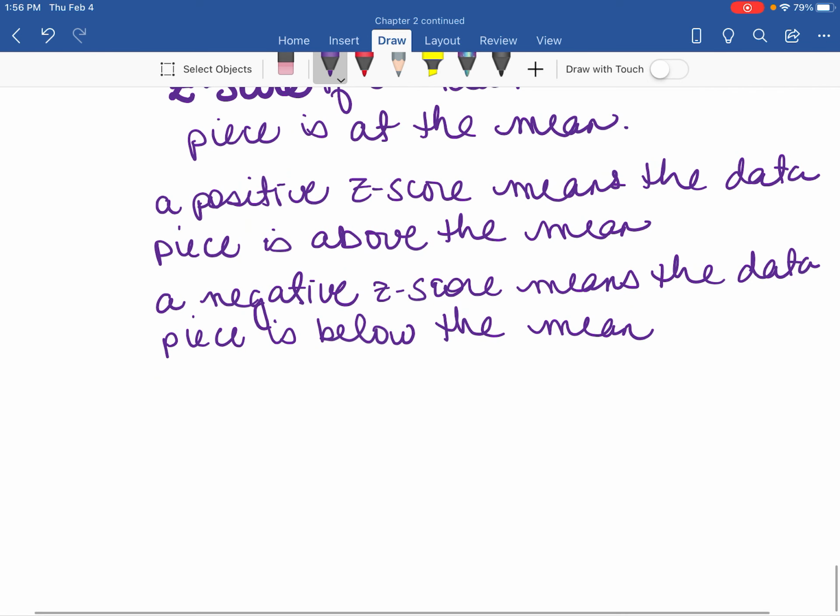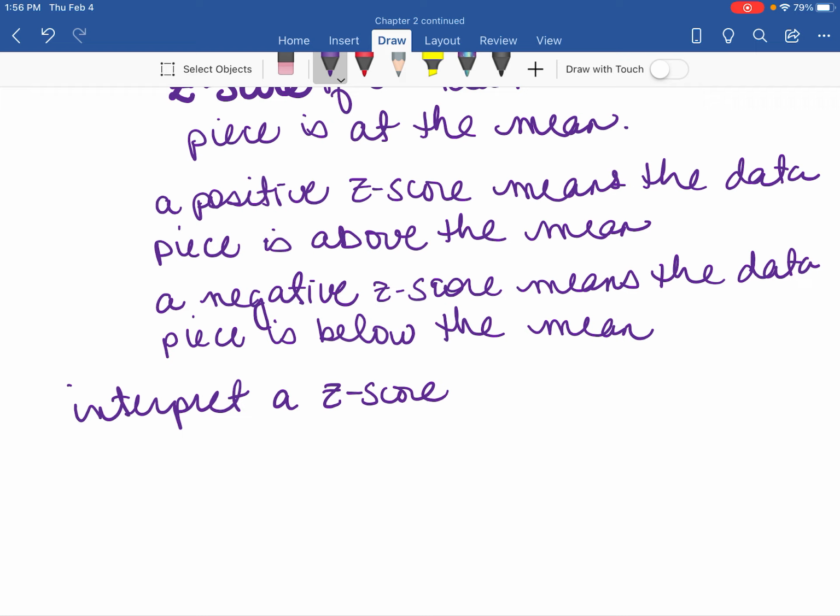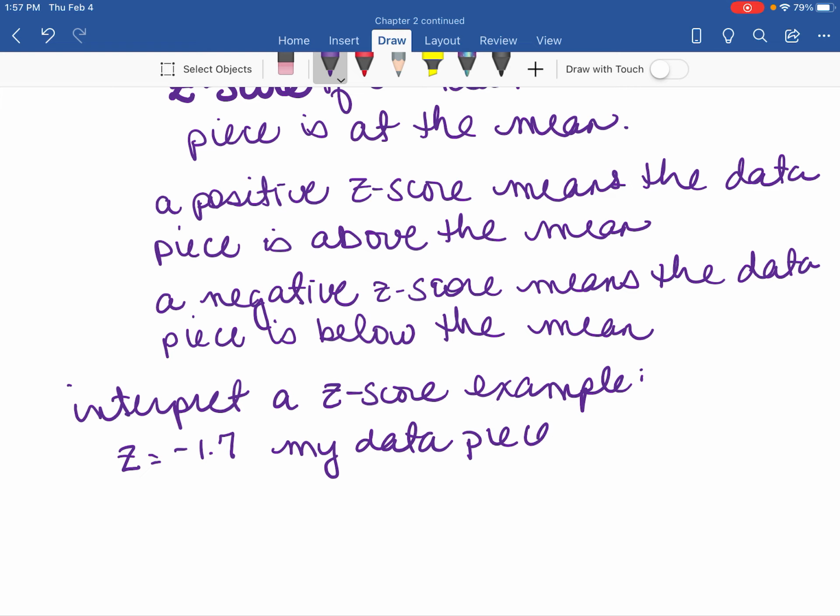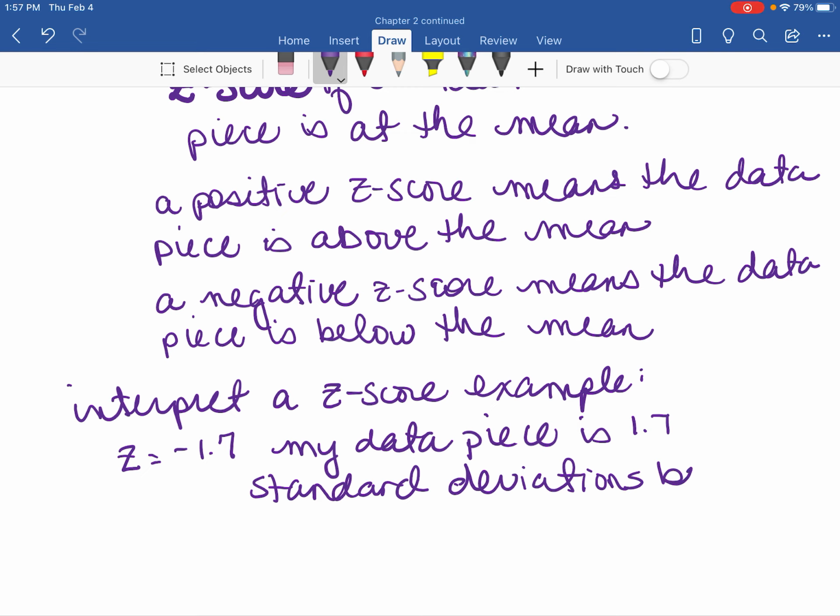So in part of what you'll do, you'll need to interpret a Z-score. So to interpret a Z-score, if my Z was negative 1.7, then I would say my data piece, and I put that in context if I was actually dealing with a problem, is 1.7 standard deviations below the mean. So that's where my negative part would come in, using the word below, as opposed to saying my data piece is negative 1.7 standard deviations. You would not put negative 1.7 there. Just the negative indicates you're below and not above.